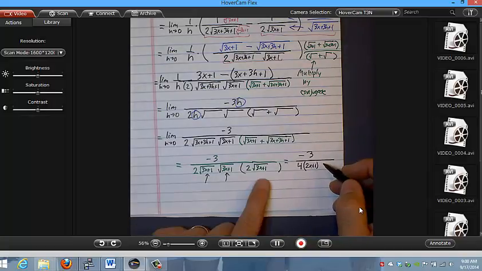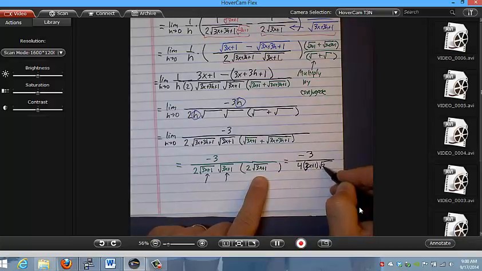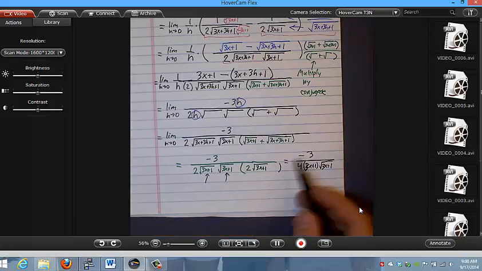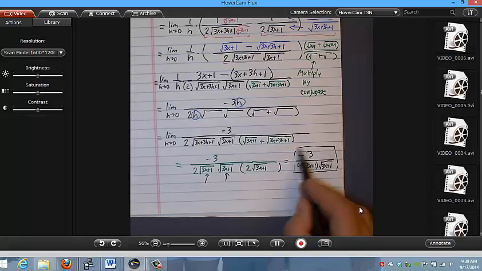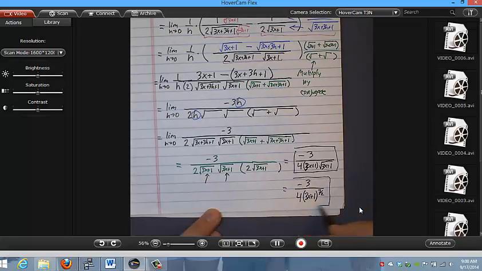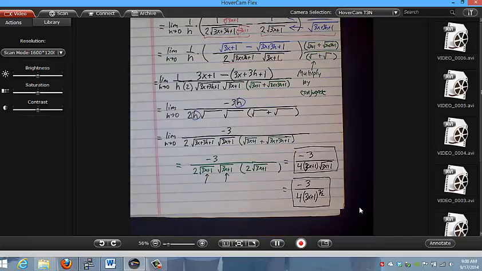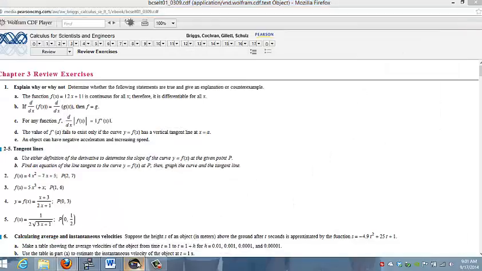And then we have here another square root. Oh yeah, these are 3, sorry. And we have another square root of 3x plus 1. So this is an okay answer. Or even better maybe, would be this answer. Negative 3 over 4 times 3x plus 1 to the 3 halves power. I like that answer the best. You add a 1 half, and a 1 half power. You add all those exponents, and you get 3 halves power. So that's my answer. Whoa.